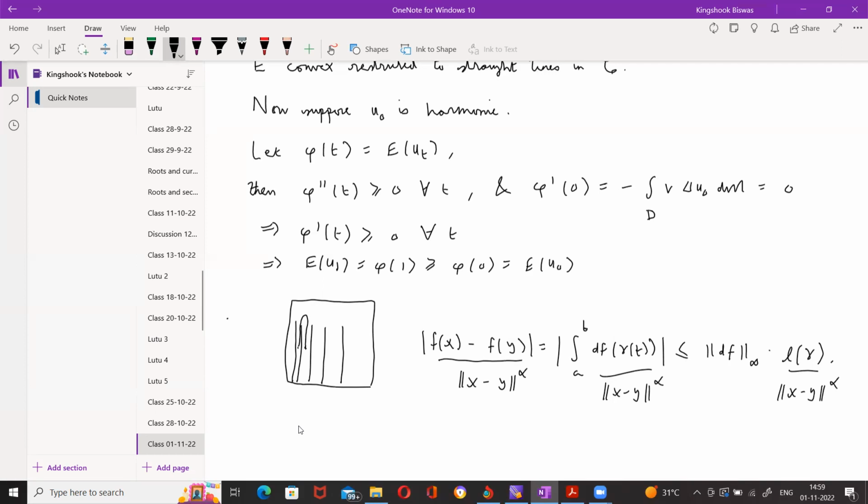So unless it's smooth, there will be a problem. So this is an example where C1 of D closure is not contained in C alpha of D closure.